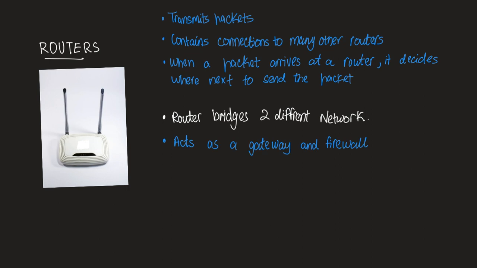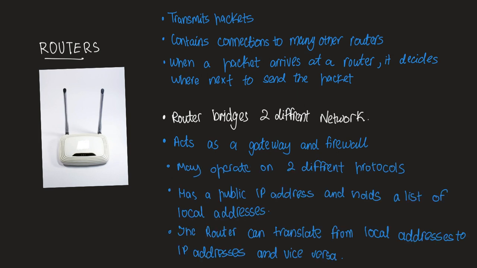Although they are essentially different, since gateways connect two dissimilar systems and routers have the same ability to do so, they can also act as gateways. As a router forwards packets between different networks, it may operate on two different protocols as well. A router has its own public IP address and holds a list of local addresses. The router translates the local addresses to IP addresses and vice versa.